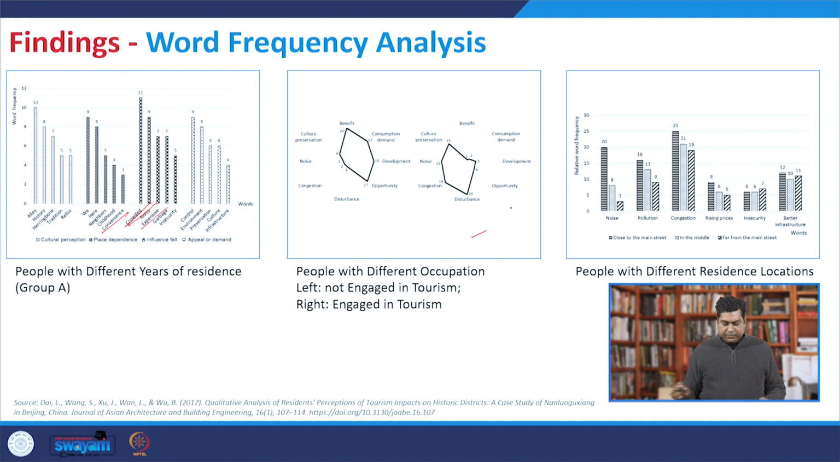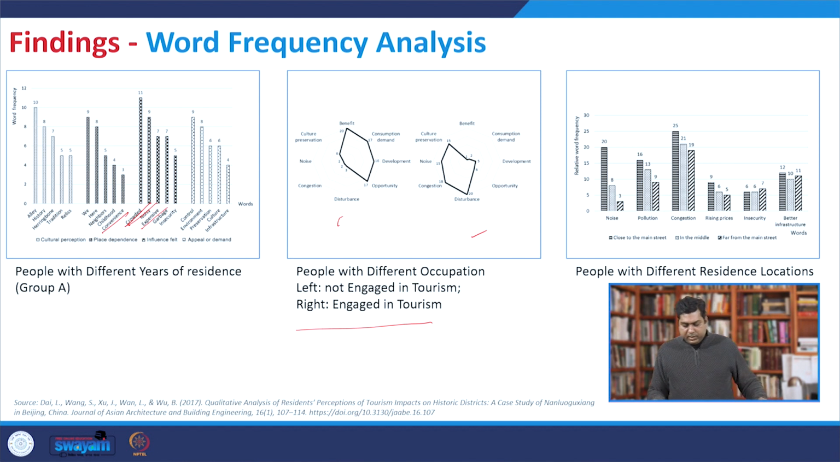Now the second graph is where people with different occupations mention their feelings. This one is for the people who are not engaged in tourism, and on the right side are those engaged in tourism. Obviously you can see the clarity here: people who are not engaged in this see certain development opportunities, etc. So there is some sort of heterogeneity.